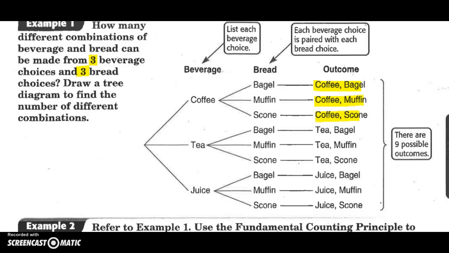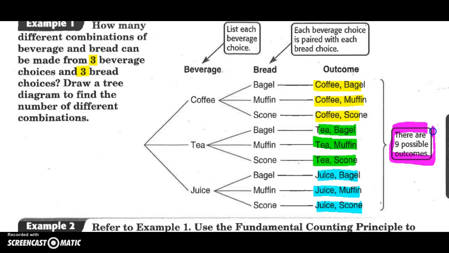Then tea, you could have tea with a bagel, or tea with a muffin, or tea with a scone. And then there's also juice, and you could have juice and a bagel, juice and a muffin, juice and a scone. So there are 9 possible outcomes, and there it is summed up in this box.